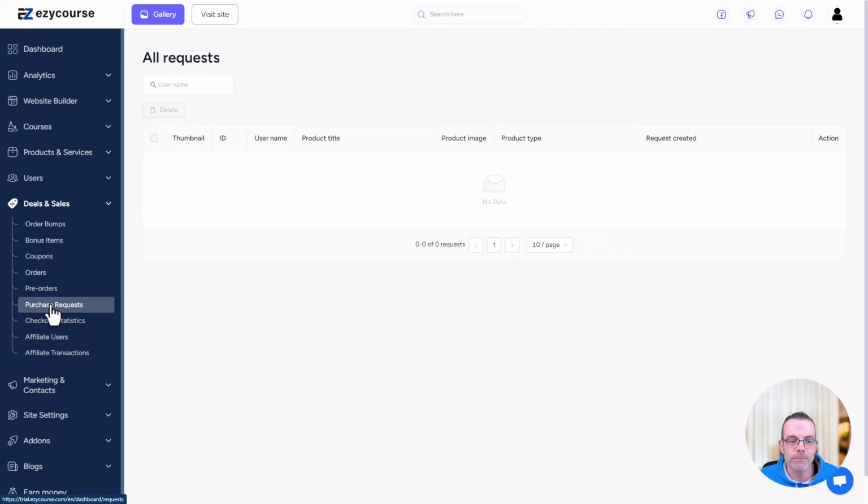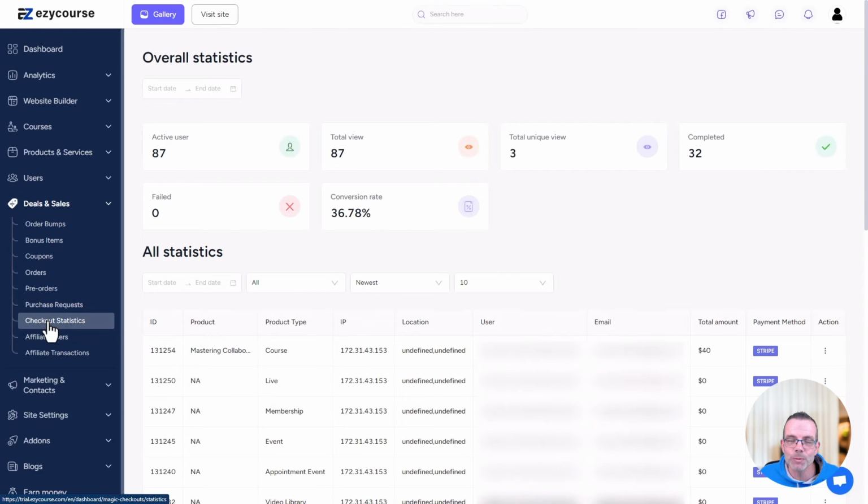In the checkout statistics section of your EzyCourse platform, this is where you get some real good intelligence around what's happening in your checkouts. You get to see the people that have visited your checkout, the conversion rate of that checkout, and all manner of other different information that's useful intelligence for running your online business.